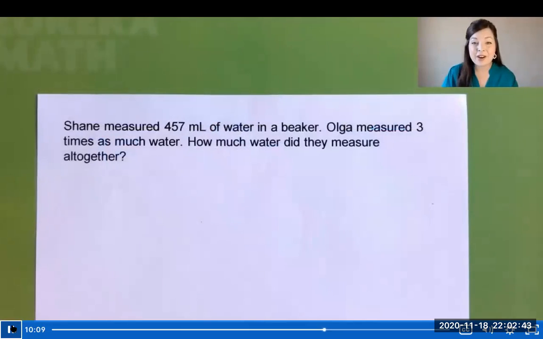Let's apply our understanding now to solve a word problem. We'll use the RDW process to help us understand the problem. And so let's start by reading the problem together. Ready? Read. Shane measured 457 milliliters of water in a beaker. Olga measured 3 times as much water. How much water did they measure altogether? Now pause the video and draw a tape diagram to represent the problem. Don't solve it yet, just draw that tape diagram and then come back and we'll compare our drawings.